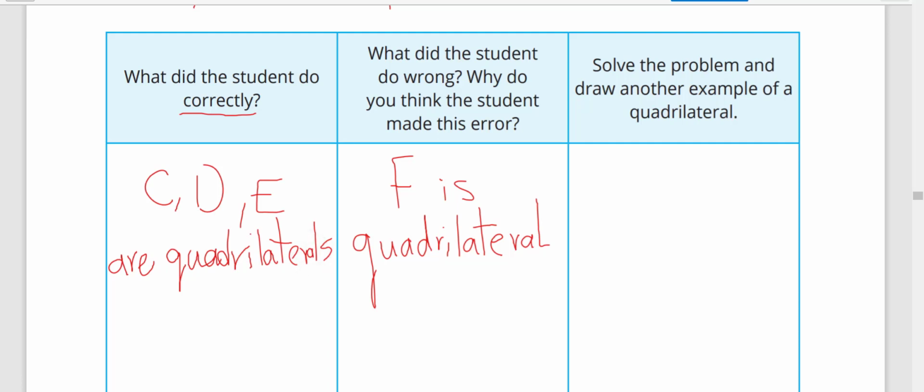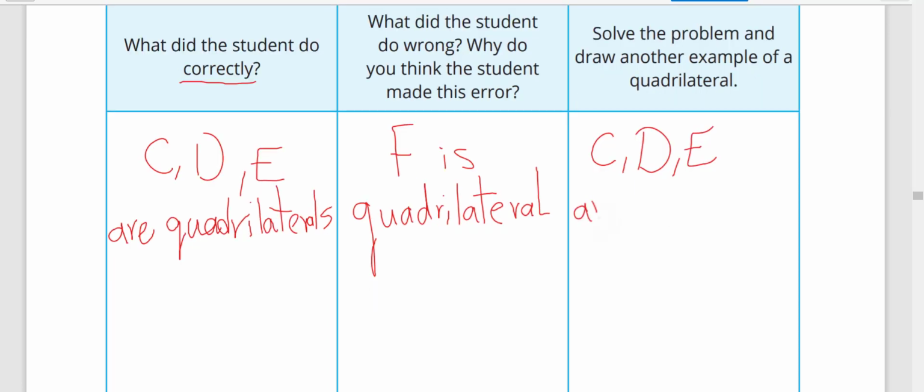Okay. Why do you think the student made this error? Maybe he thinks that a quadrilateral shape has 4 or fewer sides and vertices. Okay, solve the problem and draw another example of a quadrilateral. So the right solution is that C, D, and E are quadrilaterals.